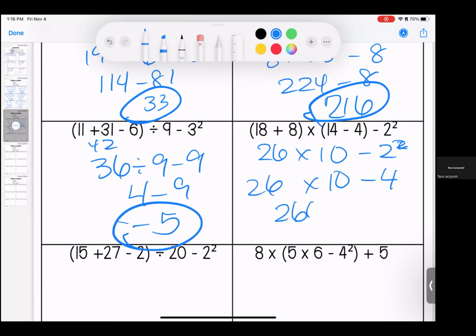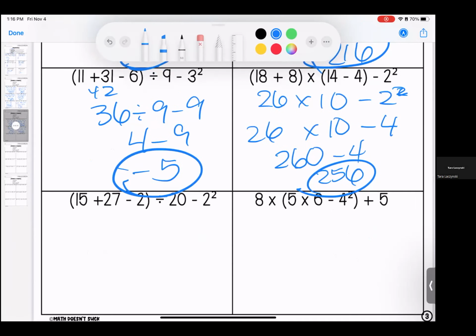26 times 10 is 260 minus 4 is 256. Last set for this page. 15 plus 27 is 42. Bring it on down. 42 minus 2 is 40.